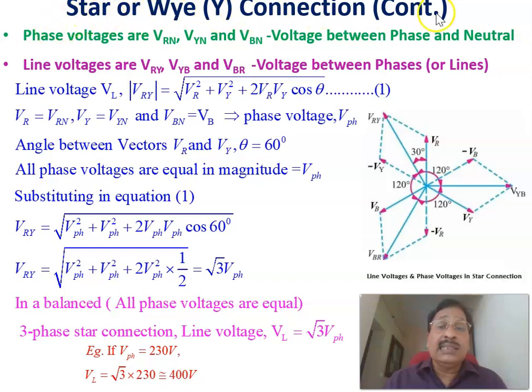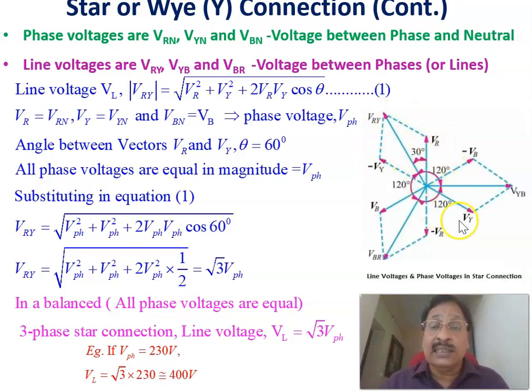Now coming to the star connection, as a continuation of the derivation of the line voltage. The phase voltages, as I already told you, are VRN, VYN, VBN, the voltages between phase R and neutral, and between Y and neutral. These are represented here as VR, VY, and VB, the same as VRN, VYN, and VBN. And the line voltages are VRY, VYB and VBR, the voltages between the two phases. In order to derive the line voltages in terms of the phase voltages, VRY is VR minus VY.